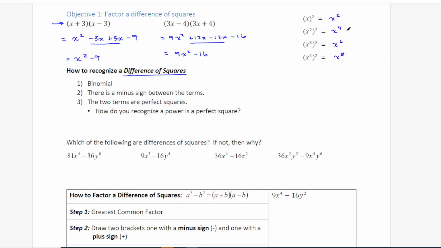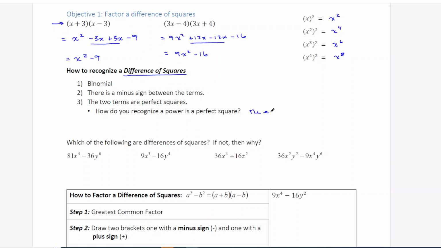What we're going to be looking at is that these are perfect squares because the square root of them is perfect. So the square root of x squared is x. The square root of x to the 4 is x squared. The square root of x to the 6 is x cubed. And the square root of x to the 8 is x to the 4. What did we do to take the square root? Well, we divided all the exponents by 2. So that's how I recognize a power is a perfect square.